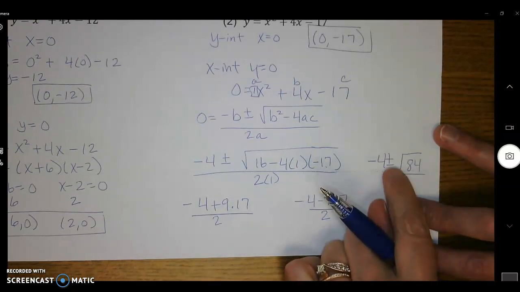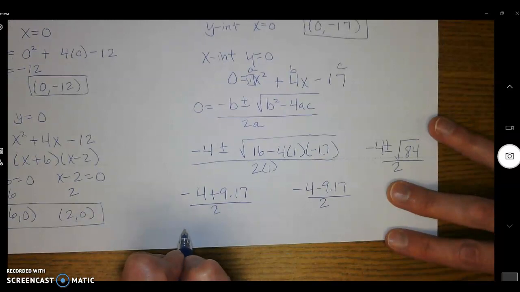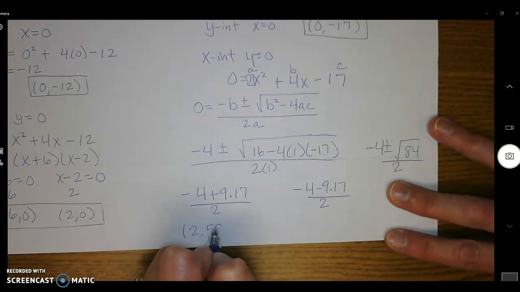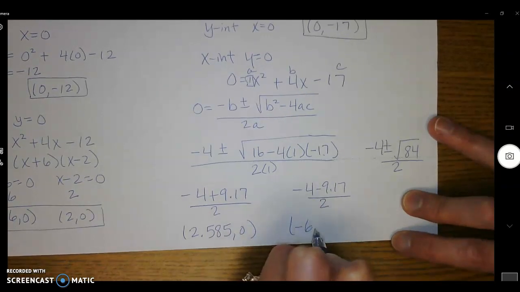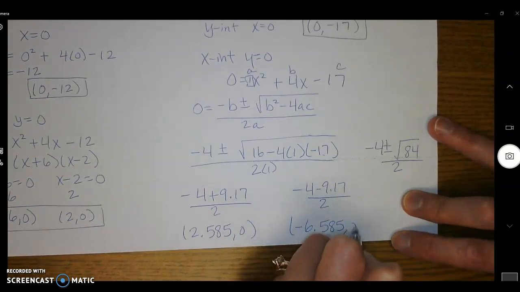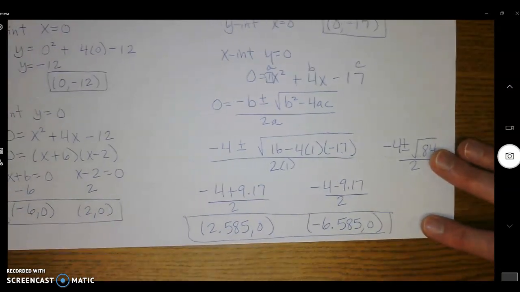Two versions because of the plus minus. I'm going to plus that and then minus that. And then we end up with 2.585, comma 0 and negative 6.585, comma 0. And there it is.